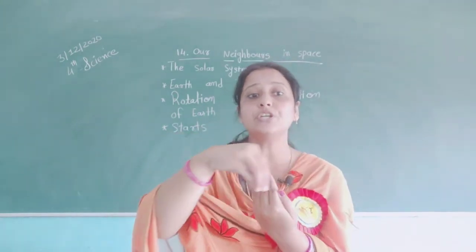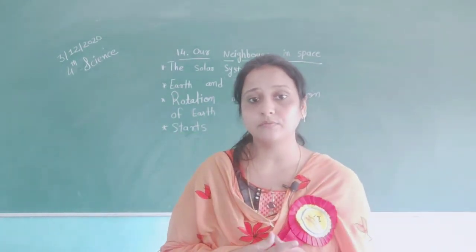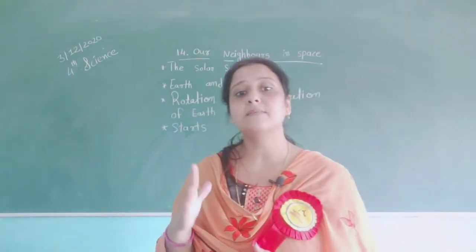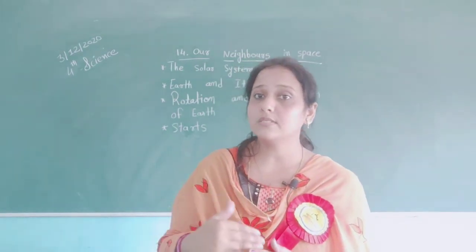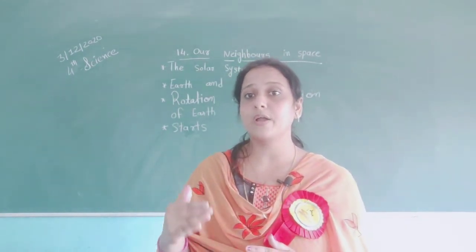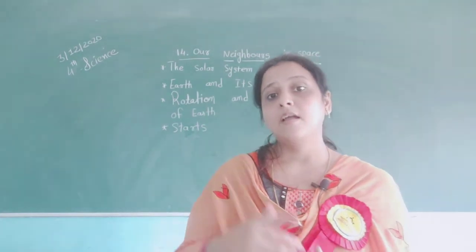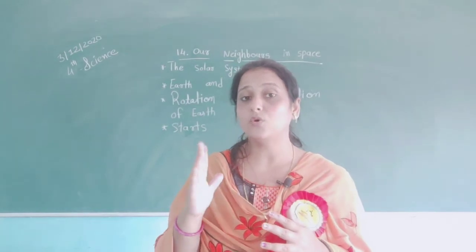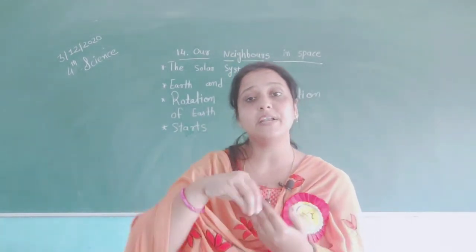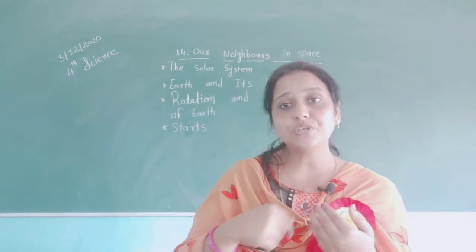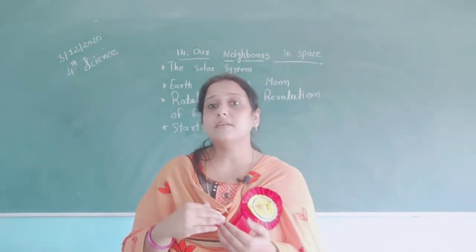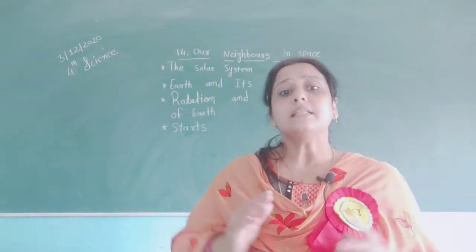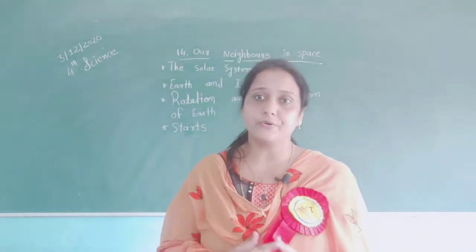This movement is called the revolution of the earth. The earth completes one revolution around the sun in 365 1/4 days. How much time is taken for day and night? 24 hours in rotation. One rotation is complete in 24 hours, but one revolution is completed in 365 1/4 days. This time period makes 1 year on the earth.